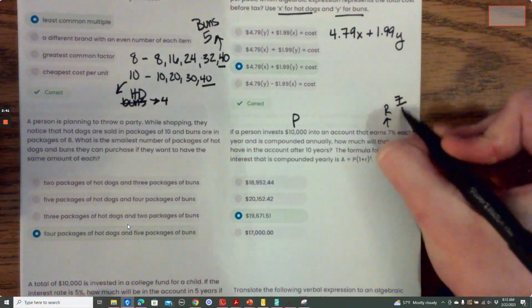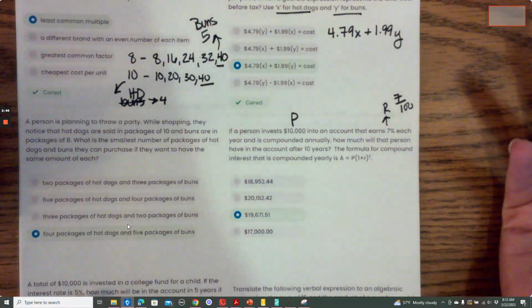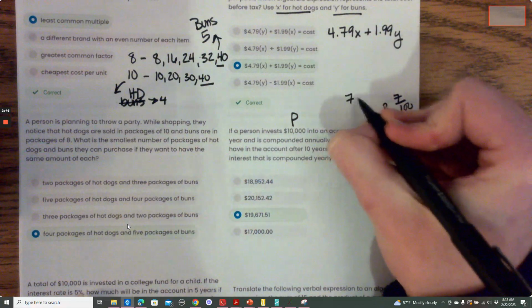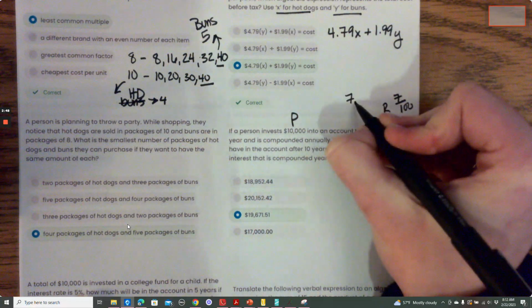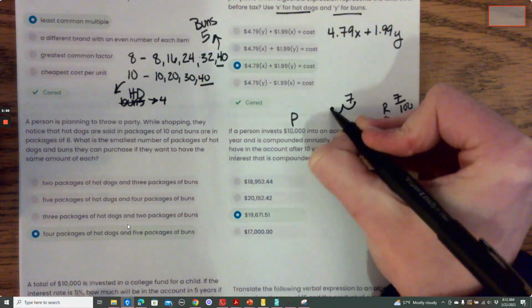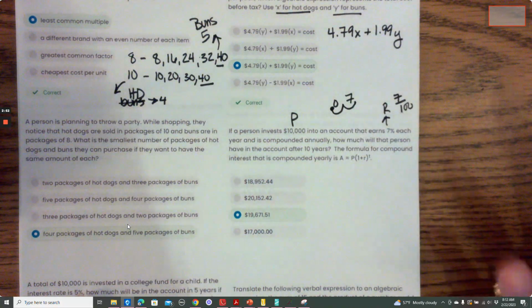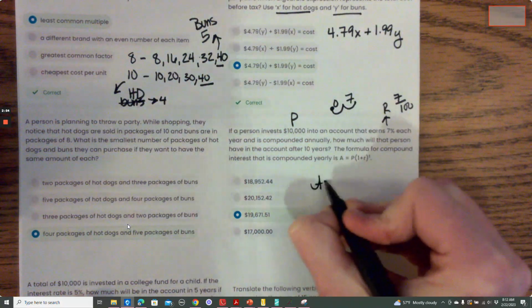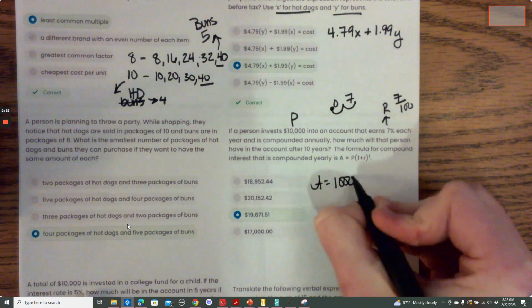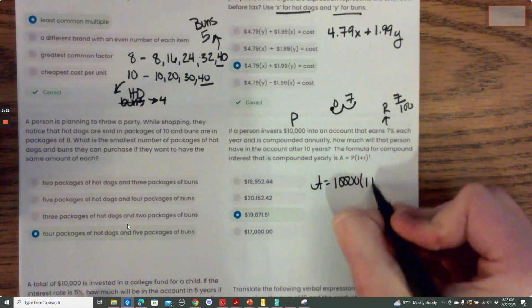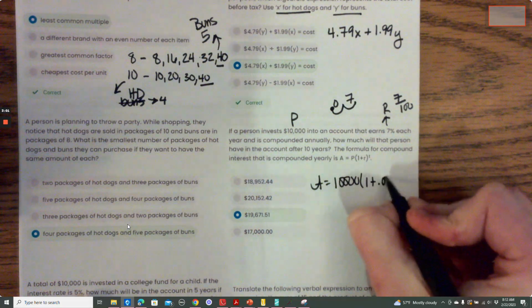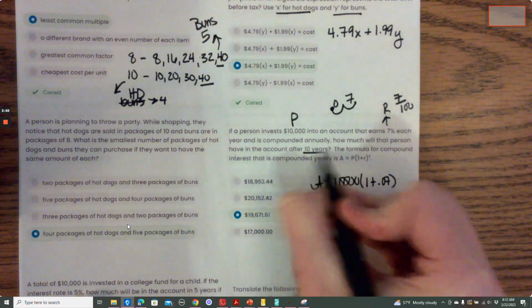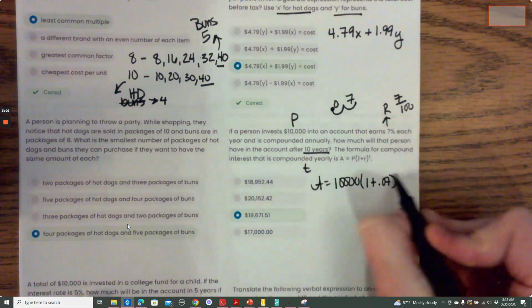So I've always taught kids to turn the percent sign into 100, make it a fraction. You can also move the decimal. So the decimal is here, 1, 2. It's always 2 places. So principal is 10,000. Yeah, 1 plus the rate. And then the time, T is your time, is 10 years.